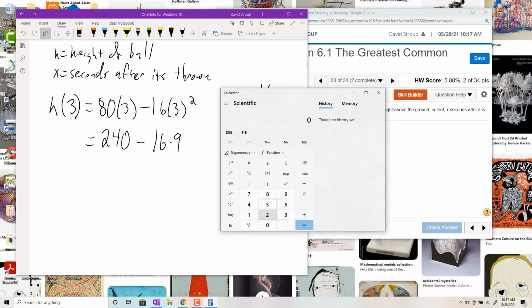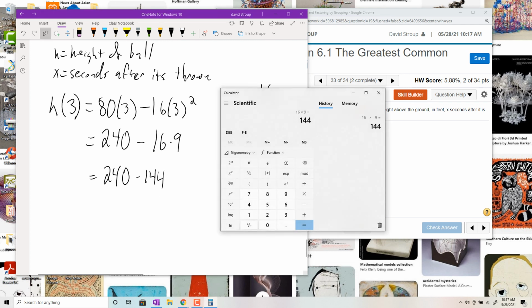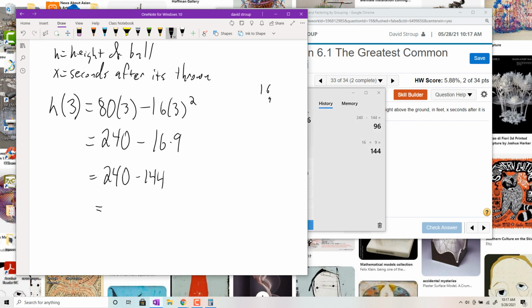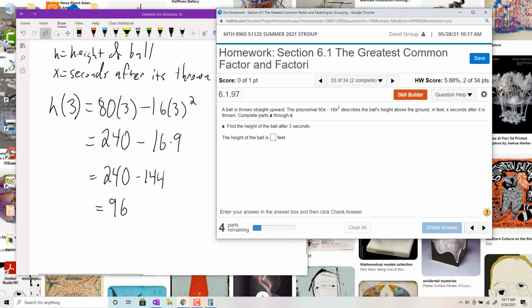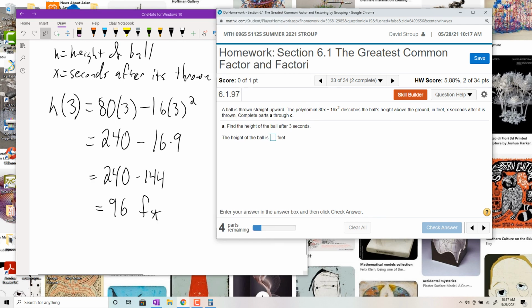So 16 times 9 is 144. So 240 minus 144 is 96. And let me get some units. It's just height, it's not telling me. Oh, it's feet. Okay, so the height of the ball is 96 feet.